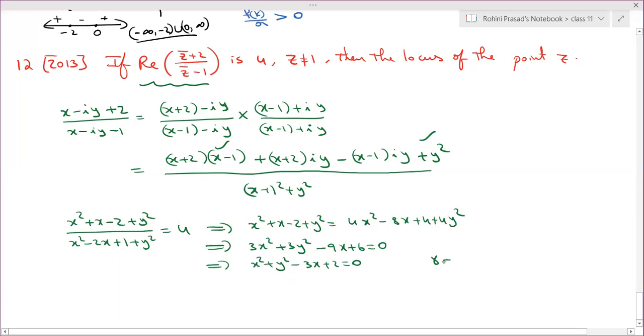We have a formula for radius, under root g square plus f square minus c. Basically, 2g is the x coefficient, so g is minus 3 by 2. So whole square is 9 by 4. And f is 0, c is 2. So it's root 1 by 4, which is 1 by 2. So circle with radius 1 by 2 is the correct option. That is option 4.